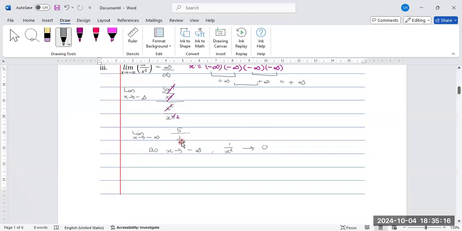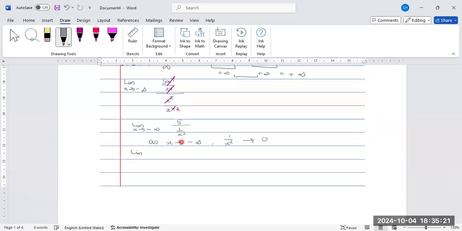So therefore, what I'm left with is going to be the limit. Is it okay to just say x instead of saying 1? No, it has to be 1 over x squared. Those are two different things.